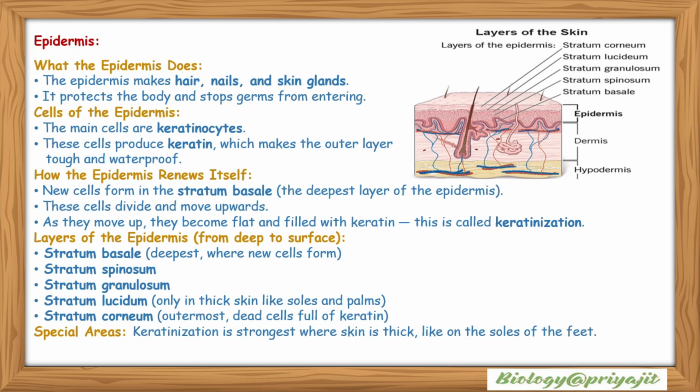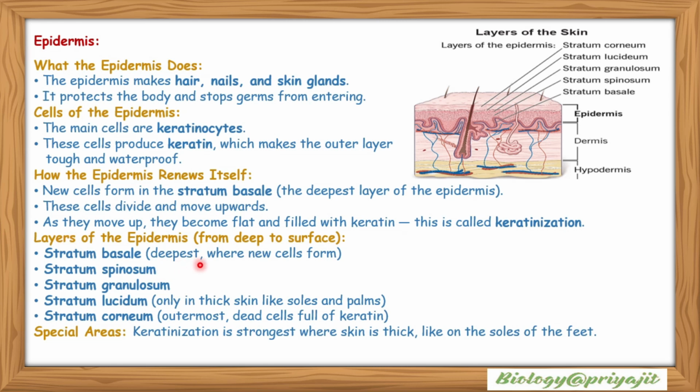Cells of the epidermis. The main cells of the epidermis are the keratinocytes. These cells produce keratin, which makes the outer layer tough and waterproof. How the epidermis renews itself: new cells are formed in the stratum basale, the deepest layer of the epidermis. These cells divide and move upwards. As they move up, they become flat and filled with keratin. This is called keratinization.